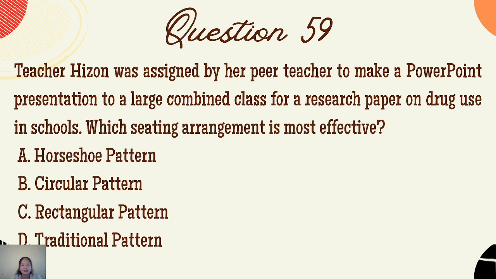Teacher Heisen was assigned by her peer teacher to make a PowerPoint presentation to a large combined class for a research paper on drug use in schools. Which seating arrangement is most effective? The correct answer is letter D, traditional pattern. A traditional pattern which contains rows facing the front is suitable for lecture type presentations where the focus is on the teacher or the screen.